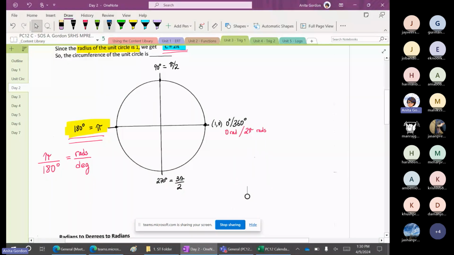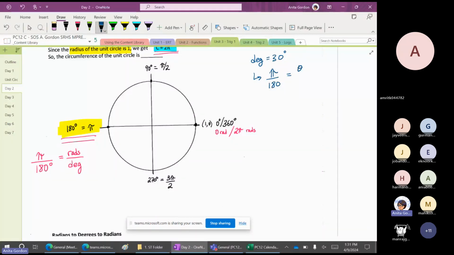So let's think of 30 degrees. If I know that my degrees is 30, then I can use pi over 180 equals, and I can use a variable here. Maybe I'm going to use the variable theta. How many radians is my angle if I know that my degrees is 30? Right? So I have to match up. Degrees go with degrees and radians go with radians. Use the symbol theta to put the unknown, what you don't know.